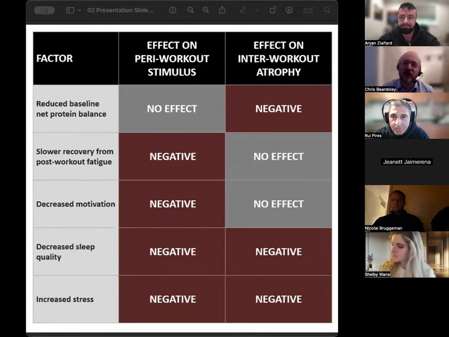So we don't really want to be going into workouts in carb depleted states, not only for the fact that it creates a reduction in recruitment in the workout itself, but also because it's going to create problems for the post-workout period in terms of recovery.